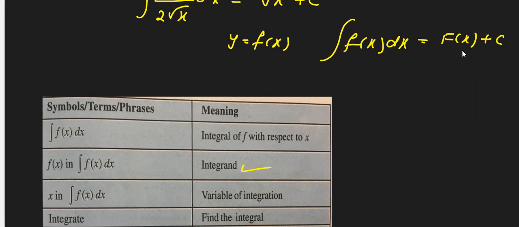X is the variable of integration, and this c is called the constant of integration. As c varies, the function goes on changing. So we'll get a primitive of the function. That means we'll get a family of curves. So integration also means finding the antiderivative of the function, or finding the primitive of the function.